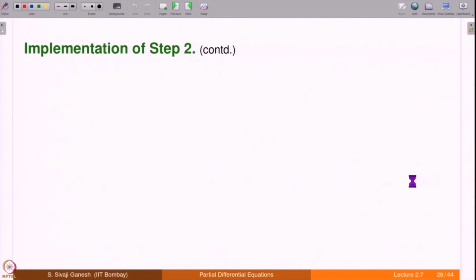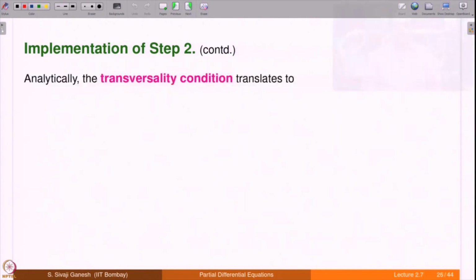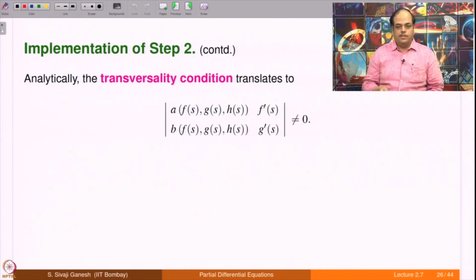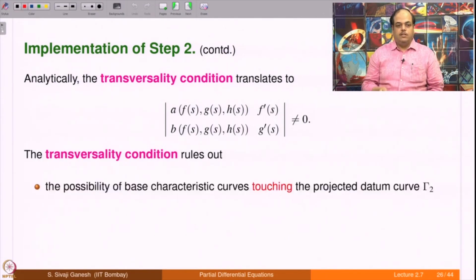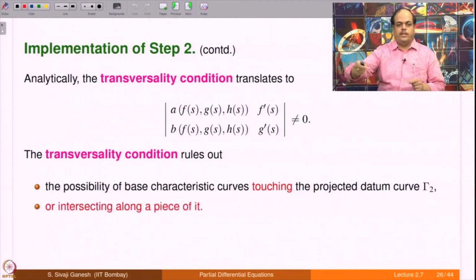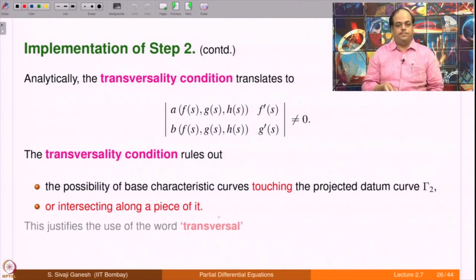That is a consequence. So, analytically the transversality condition translates to this determinant being non-zero. It rules out the possibility of base characteristic curves touching the projected datum curve, namely gamma 2, that we have illustrated in the picture. Touching means sharing the tangent line and coinciding, of course. Then also you have touching for a long time. This may be at a point, but if it intersects along a piece of it, it means that they share tangent throughout that piece, because the curve is the same. So, such things are ruled out.